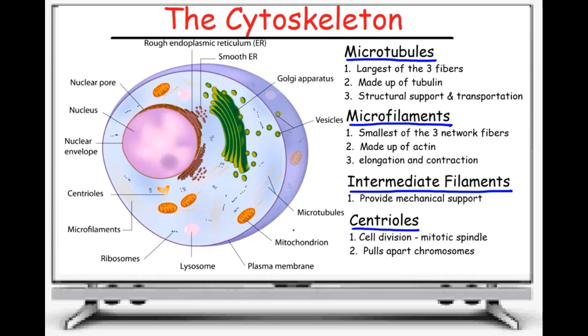Next up, we have the centrioles. And here it is in the diagram. The centrioles are active during cell division. And during that time, they form something known as the mitotic spindle, which consists of microtubules. And what it does is during cell division, it pulls apart the chromosomes, thus allowing the cell to be split into two. The chromosomes are basically a condensed version of chromatin, so they form during cell division.